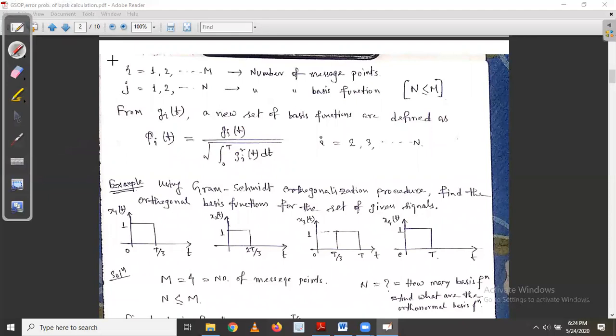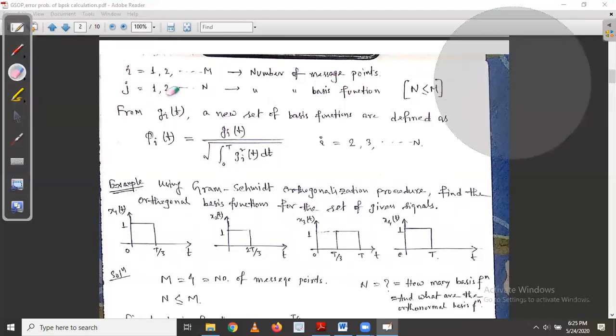Here I have mentioned two things very clearly: what is i and what is j. j goes up to N, where N is denoted by capital N, the number of basis functions. And the relation between N and M is this one: N will never be greater than M. That will never be possible.